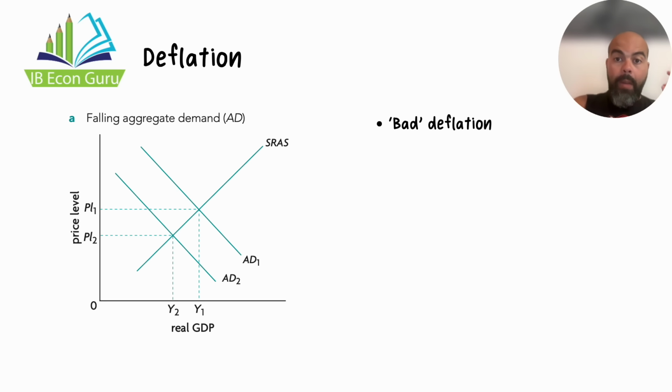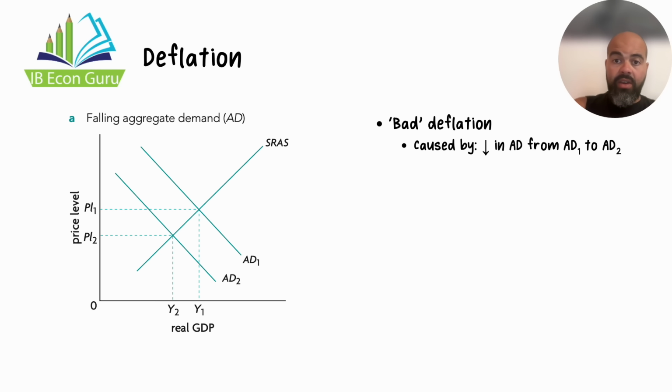So bad deflation is caused by a decrease in aggregate demand from AD1 to AD2. Anything that might cause a decrease in aggregate demand, like low consumer confidence, low business confidence, government contractionary fiscal and monetary policies, higher taxes, anything that leads to a decrease in aggregate demand from AD1 to AD2 might be a cause of what we call bad deflation.